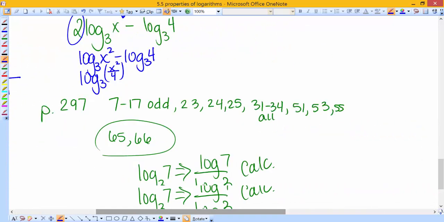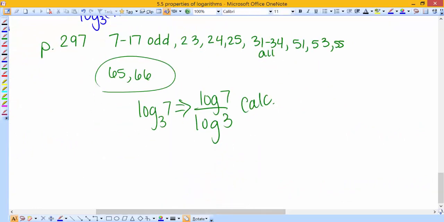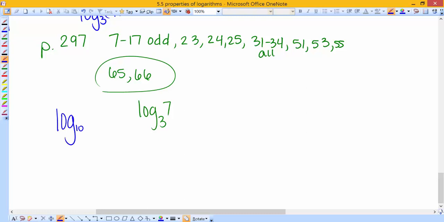And lastly, just so you are prepared for your work, for 65 and 66, it's asking you to use the common log formula or the change of base formula. When it says to use it to evaluate the log, and you do get to use a calculator, I cannot rewrite 7 with a 3. But I can't use a calculator yet either, because the calculator is only for base 10. You should remember that from Math 3 last year. So how do I rewrite this so I am able to use my calculator?